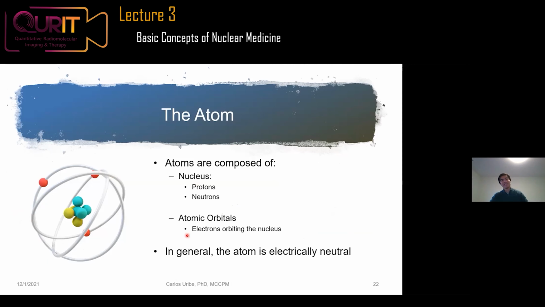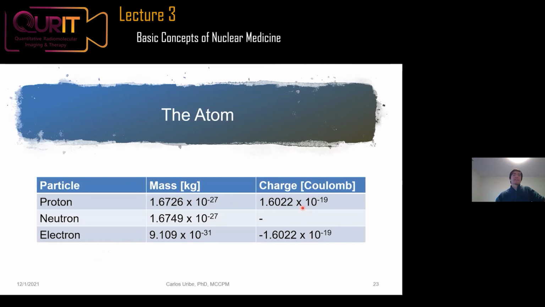And in general, the atom is electrically neutral because you're going to have some positive charges in the nucleus. Those electrons are going to be negatively charged, but as a whole, you have the same number of positive charges as negative charges. So in general, they're going to be electrically neutral. Yes, we can end up ionizing atoms and getting them charged. We're going to get to that later. So these are the components of an atom.